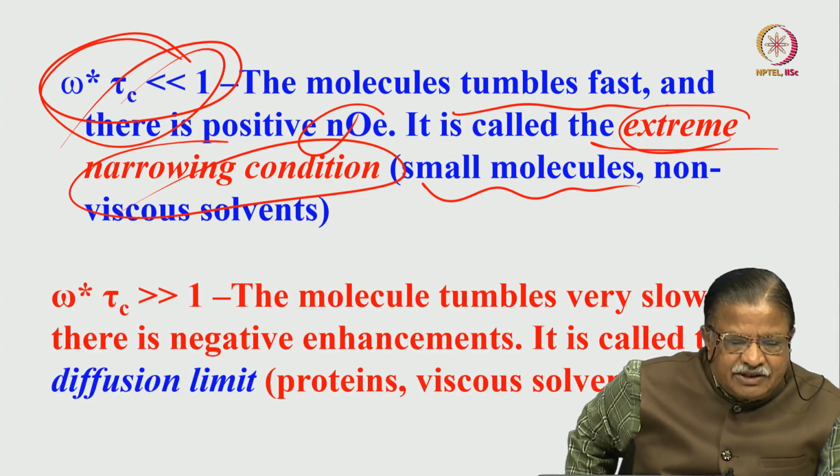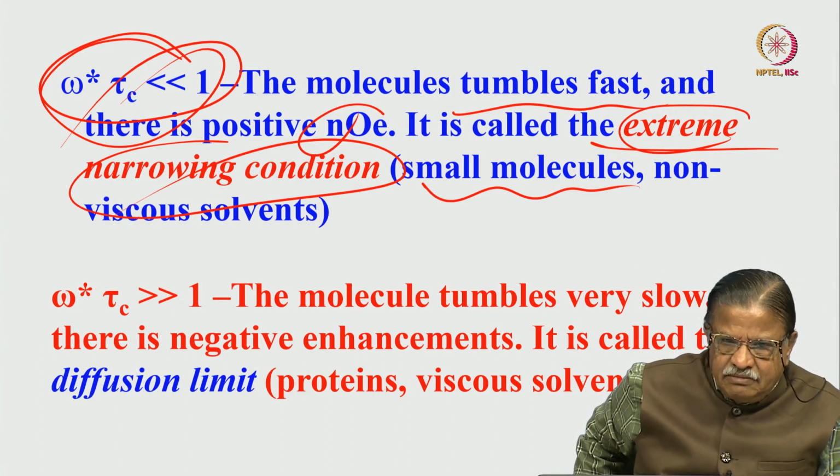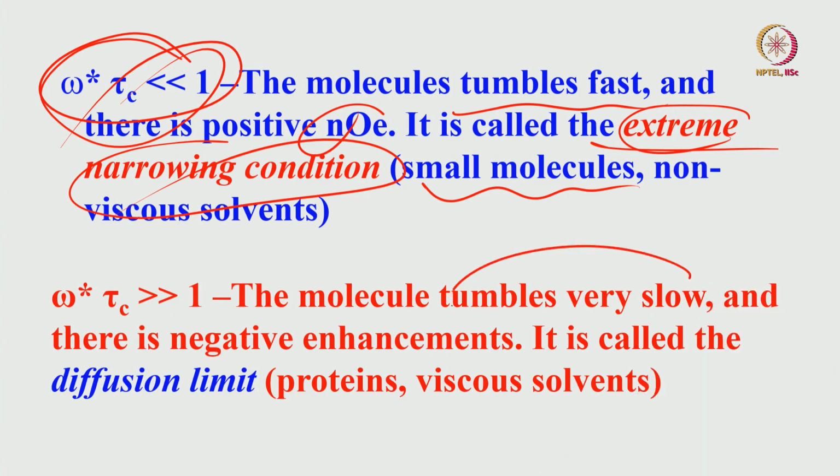We can go to another situation. Omega tau c is very much greater than 1. The molecule tumbles very slowly, and there is negative enhancement for this. Here it is a positive NOE, here it is a negative NOE. And this condition is called diffusion limit. It diffuses very slowly.